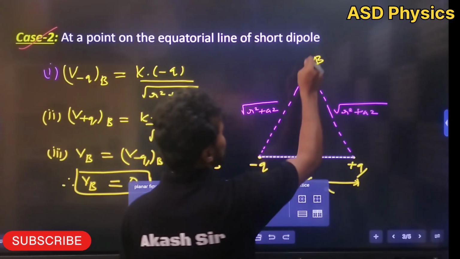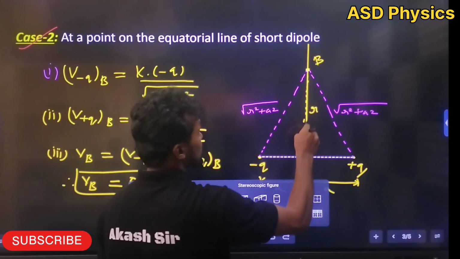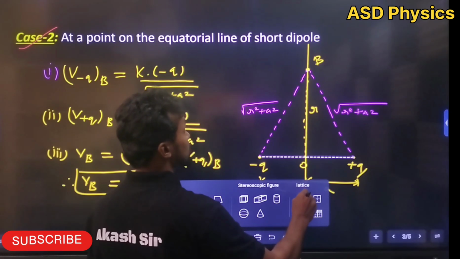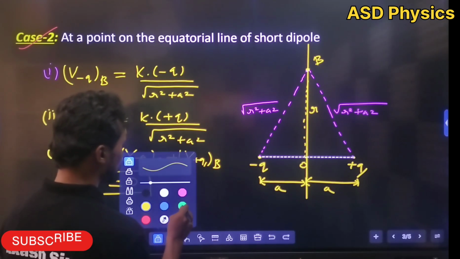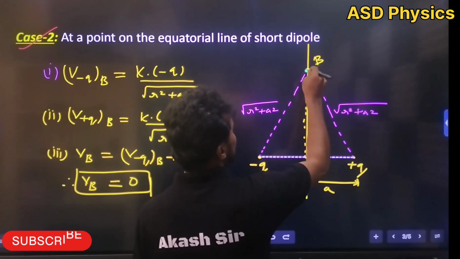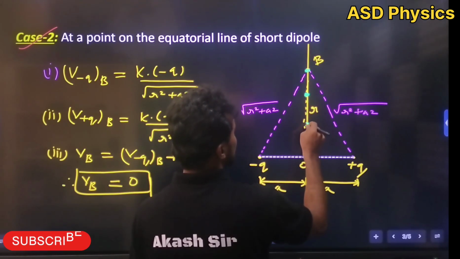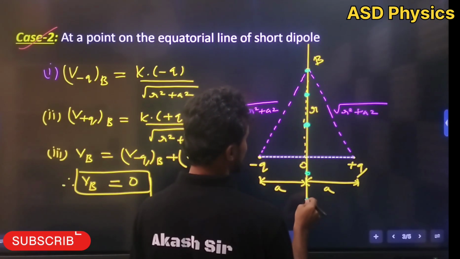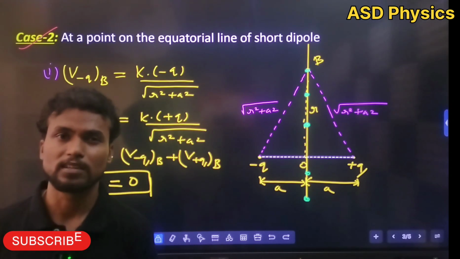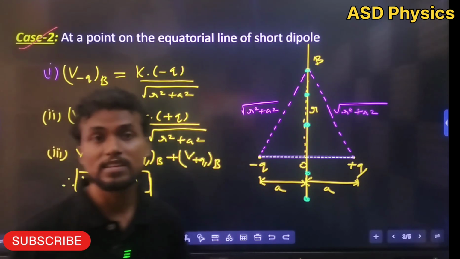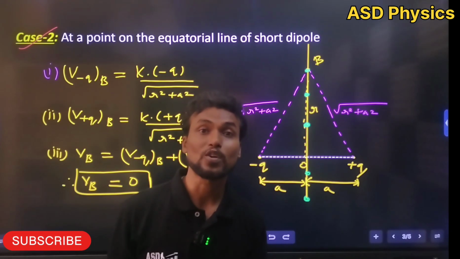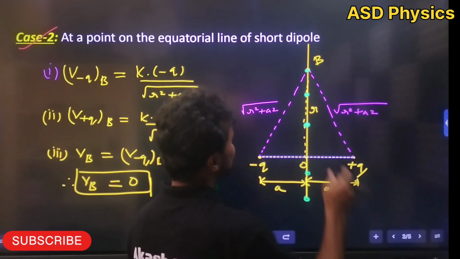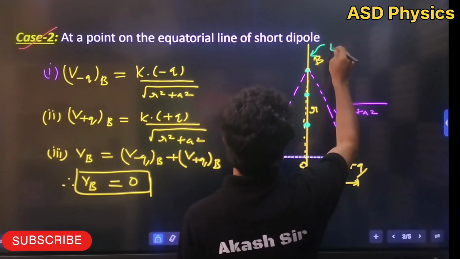Even if you take one line like this on the equatorial plane, and take any point on this line, this point, this point, this point, at all the points the potential will be 0. So the plane where the potential is 0 is called which surface? Which surface?